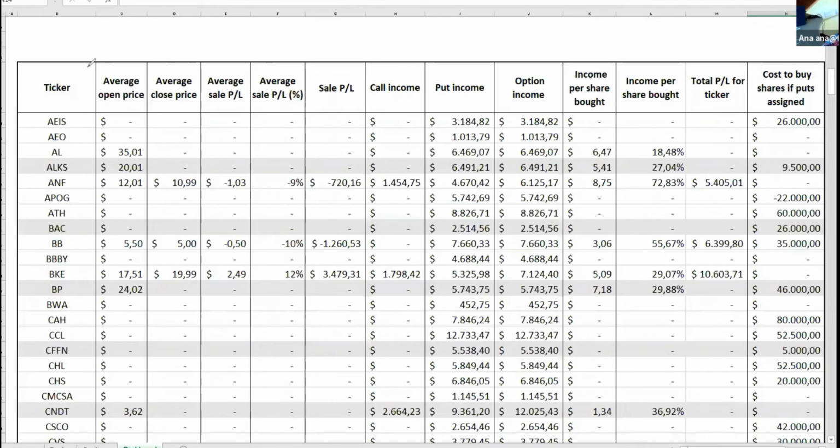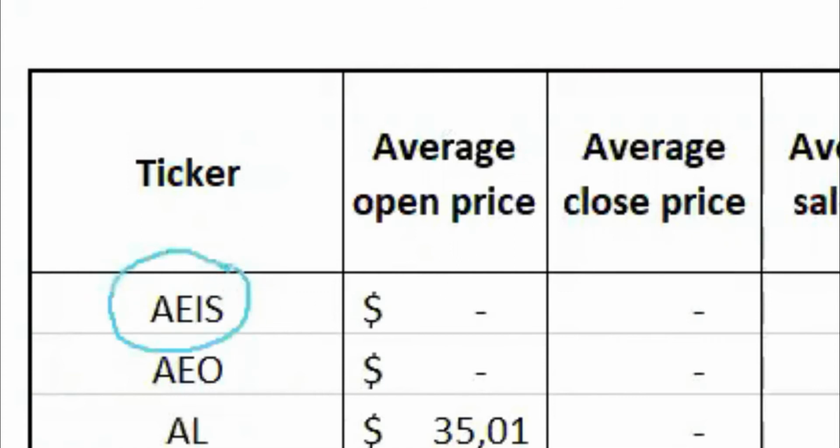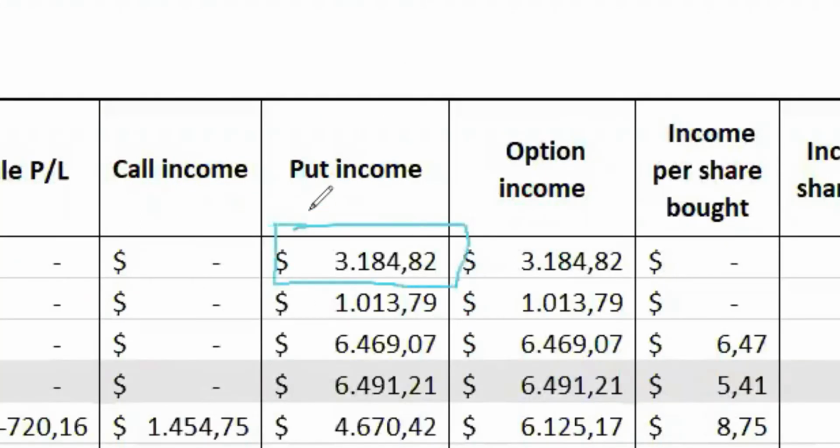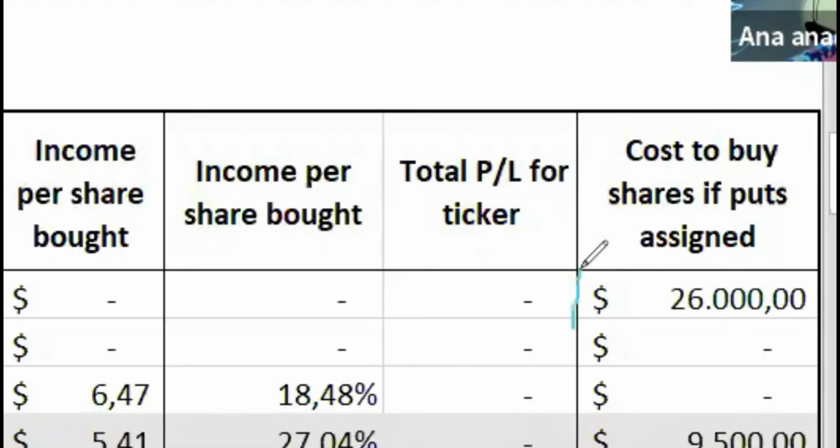This table here summarizes the whole history of each one of the companies that we have placed trades on up until now. Let's go through each one of the different examples. Let's start with AEIS. We have put income that we have received for selling some puts on this stock. And we can see here at the very right hand side that this position is open, meaning that it's a sell to open position. We have a naked put on this company.